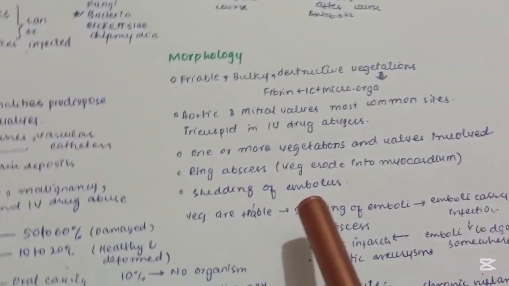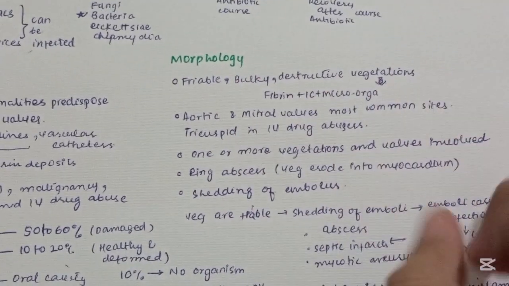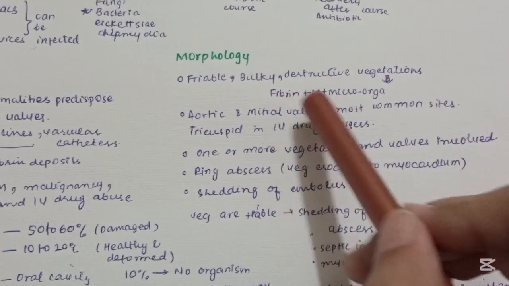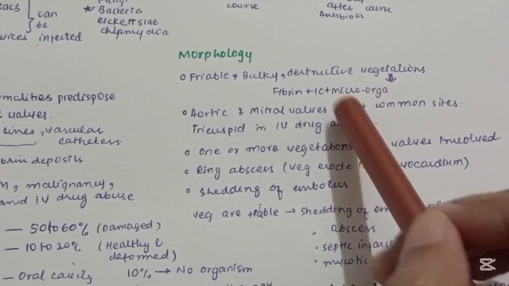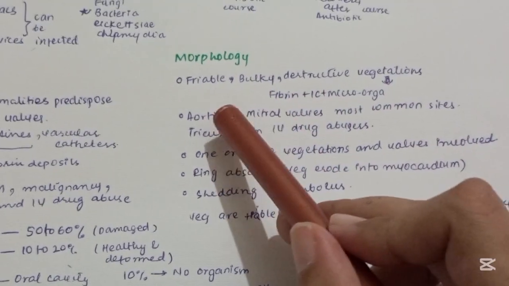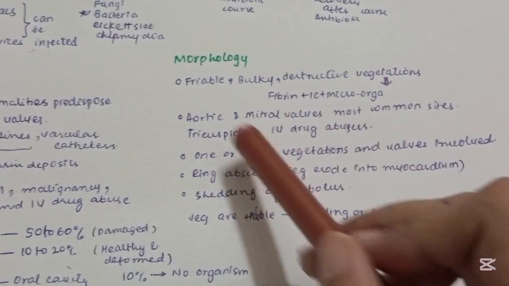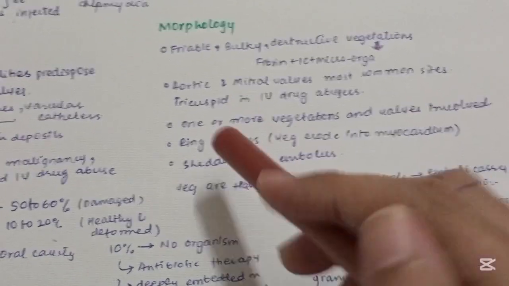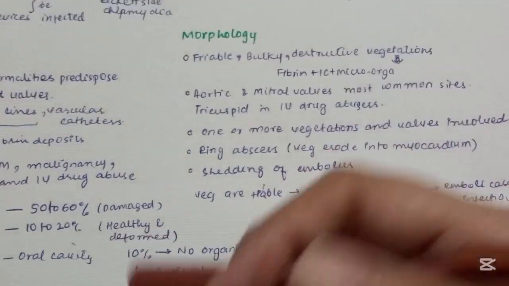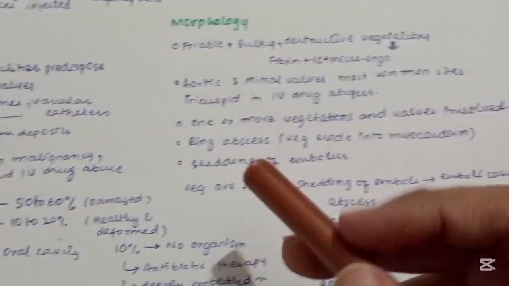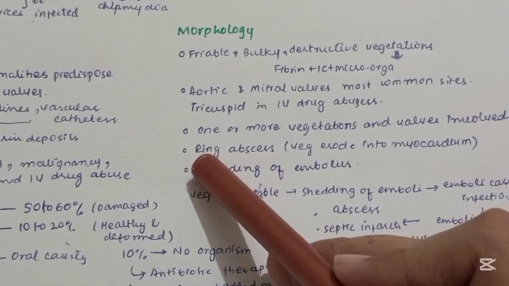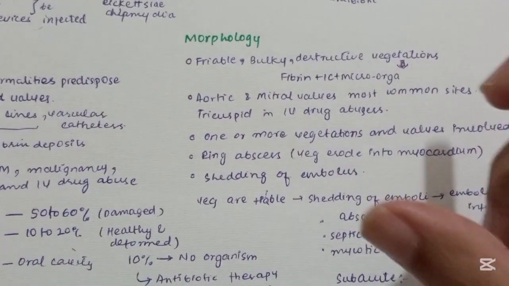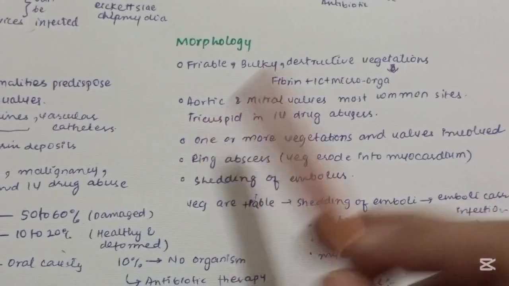Next is the morphology. So bulky destructive vegetations occur, and as I told earlier, vegetations are composed of fibrin, inflammatory cells, and microorganisms. Mostly aortic and mitral valves are involved, but tricuspid is also common in IV drug abusers. One or more vegetations can form and one or more valves can be involved. So there actually occur ring abscesses. The vegetations erode the myocardium, resulting in the formation of ring abscesses.